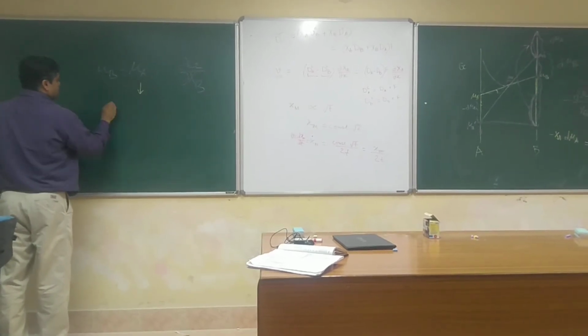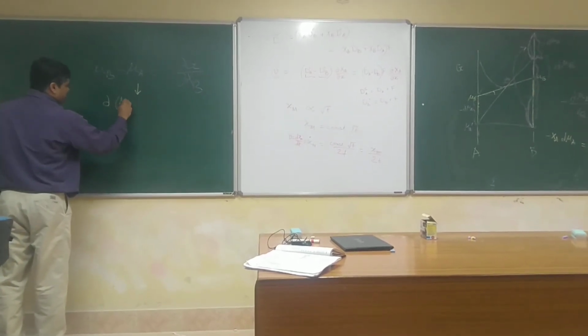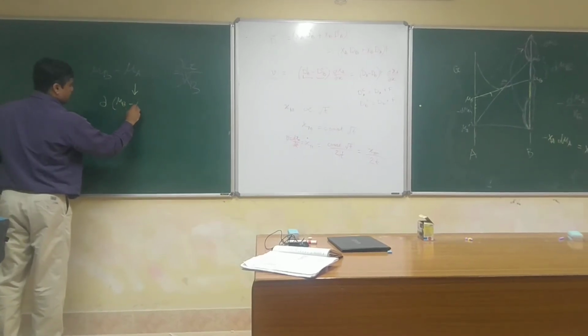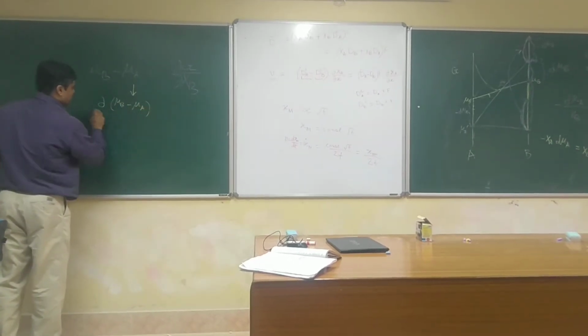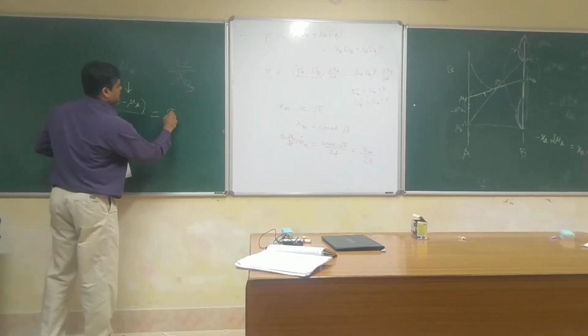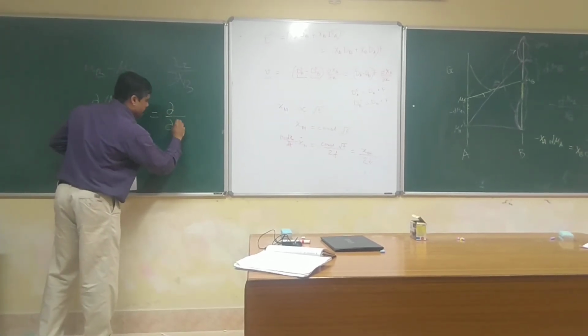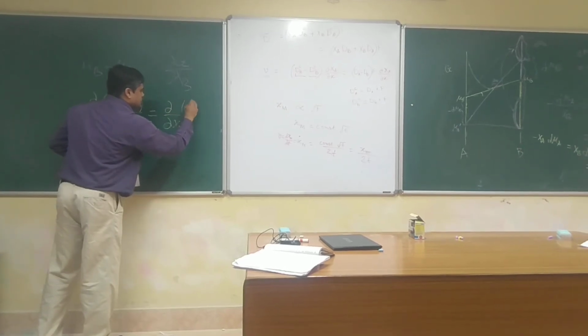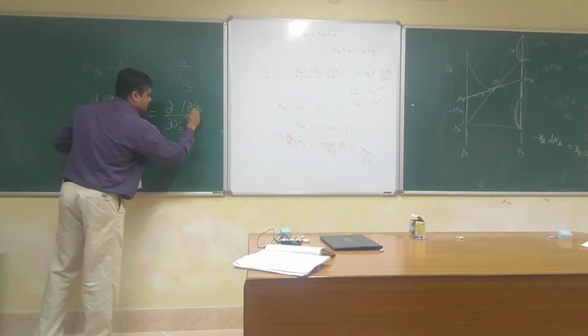From here, d of mu b minus mu a, del xb, is nothing but del xb of del g del xb.